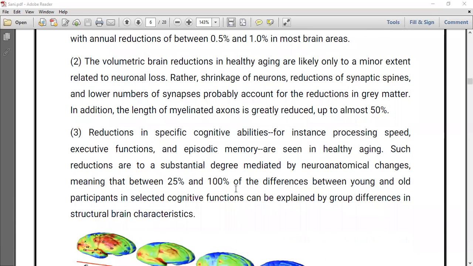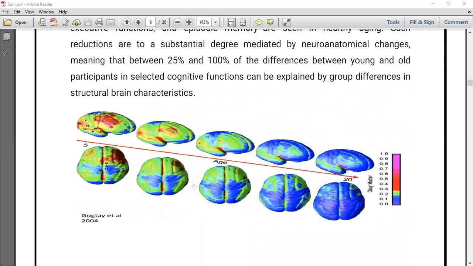The third one is the reduction in specific cognitive abilities. For instance, processing speed, executive function, and episodic memory are seen in healthy aging, and such reductions are to a substantial degree mediated by neurotransmission changes. About 25% to 100% of the difference between young and old participants in selective cognitive function can be explained by group differences in structural brain characteristics. These are the structures of our brain that change with age, from 5 to 20 years. Basically, our brain structure changes with the passage of time and with age.